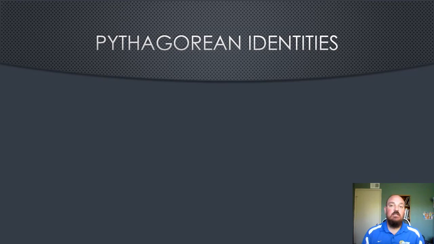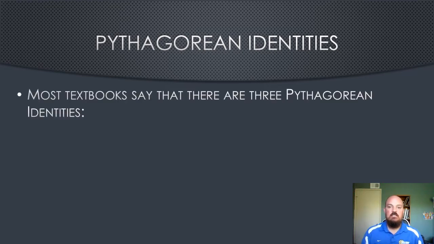Our next set of fundamental identities is the Pythagorean identities. We haven't done these together yet this year, but you probably have seen them before, maybe in a math class before or something. If not, that's okay, we'll go over them right now. What I want to mention about the Pythagorean identities is that a lot of times in a textbook, they'll tell you there are 3 different Pythagorean identities.